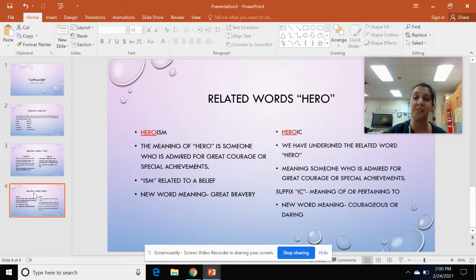Let's move on to our next 2 words. Now we have the related word hero. Once again, heroism and heroic are our 2 spelling words. And here we have them highlighted and underlined, breaking those 2 pieces apart just so that we can see them, break them apart, then connect them back together. We know we've used our resources. The meaning of hero is someone who is admired for great courage or their special achievements.